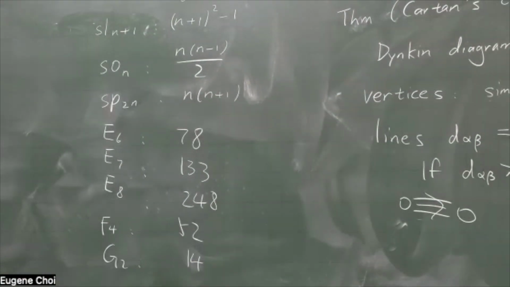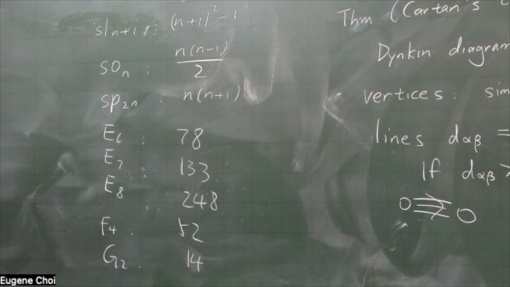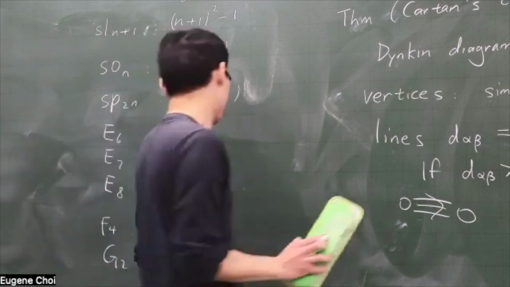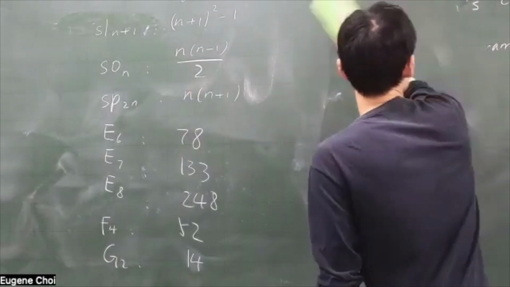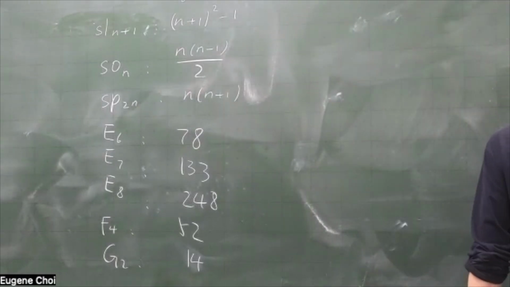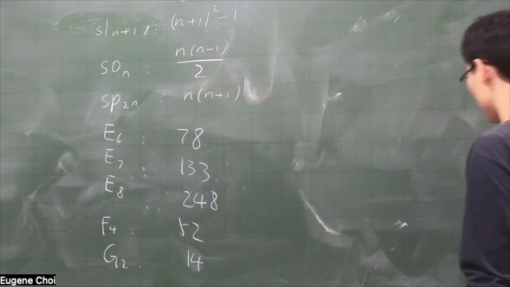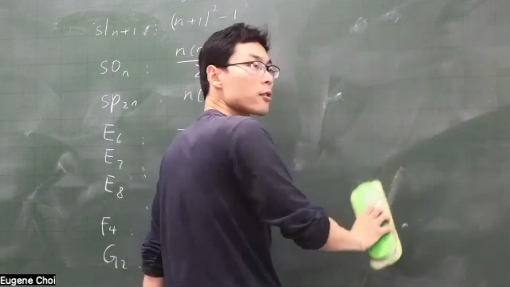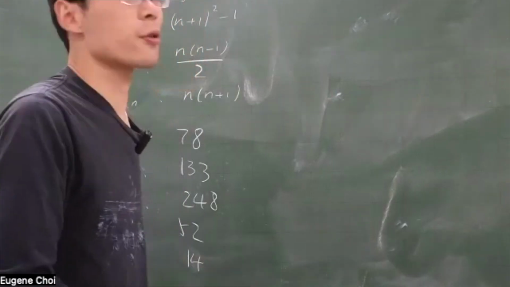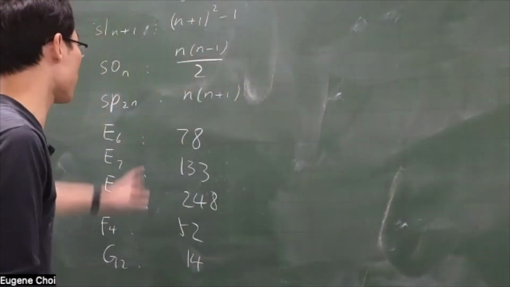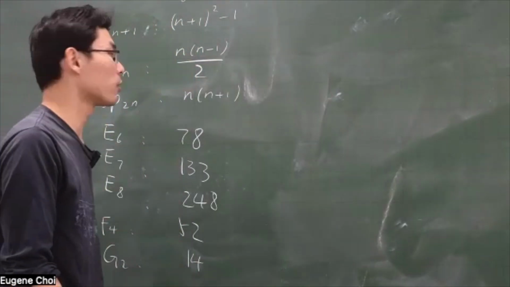Is that the dimension of the Lie algebra? Yes, the dimension of the Lie algebra, yes. So that's different from the dimension of a representation. Right, that's different. You can have representations of various dimensions. Like the fundamental representation will have this dimension.